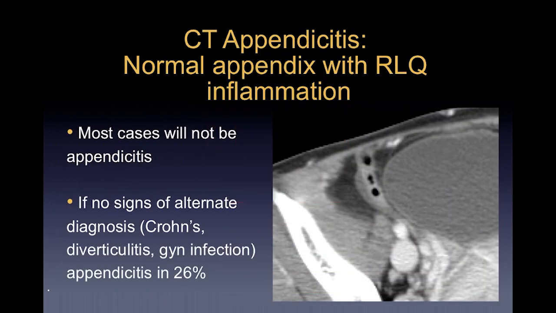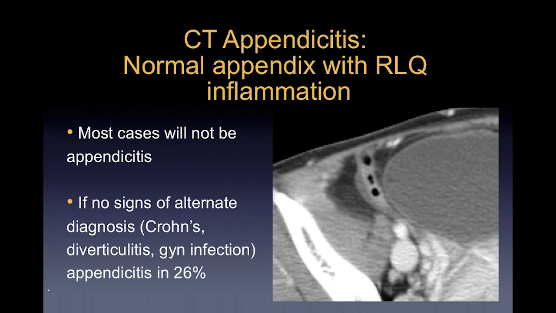So here, an example, this is a very normal looking appendix. It was about 6 millimeters. There's quite a bit of air in the lumen, which might suggest that it's not obstructed, but there was some fluid right around it. Does this make us worried? Is this a 25% chance of appendicitis?